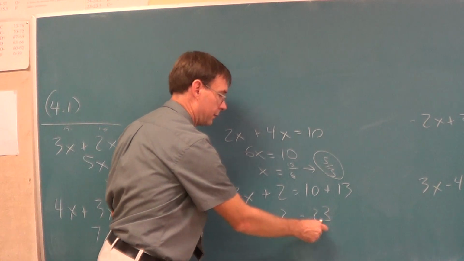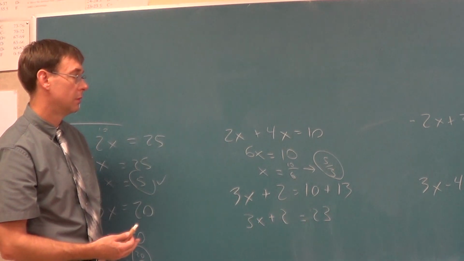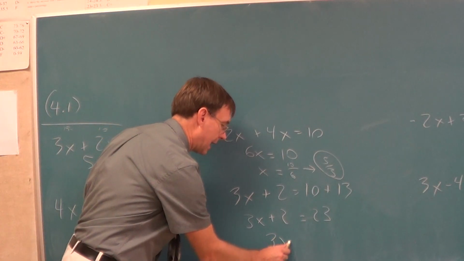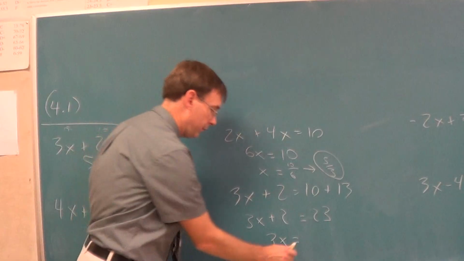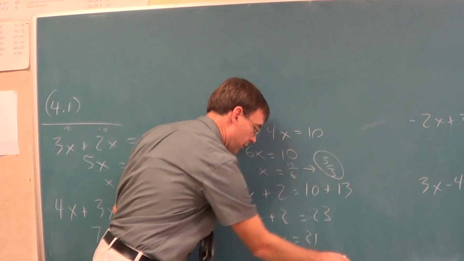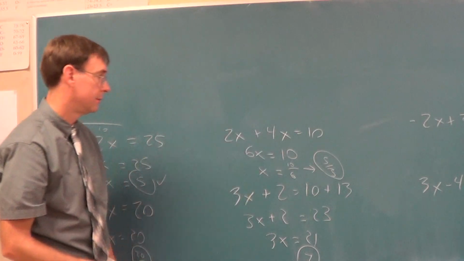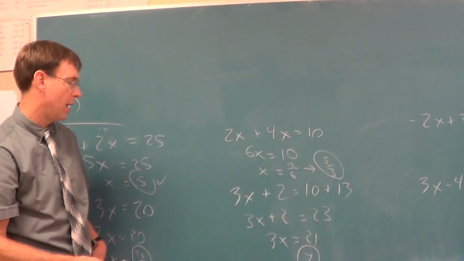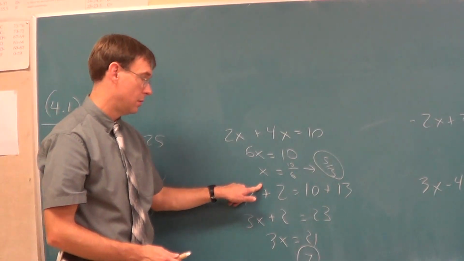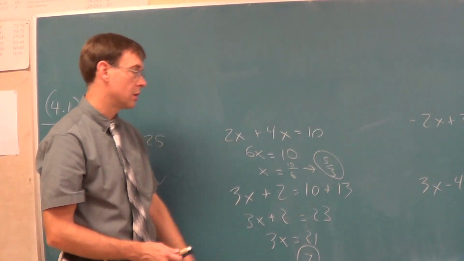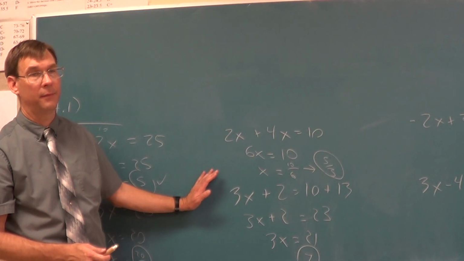23. Then do some opposites. First move, subtract the 2. So 3x can wait. Subtract the 2, you'd get 21. Go ahead and solve the rest of the way, and we'd get 7. That one's probably more likely to be checked. 3 times 7's 21, plus 2, 23. We knew we were getting 23, so that checks out pretty well. Question about that?